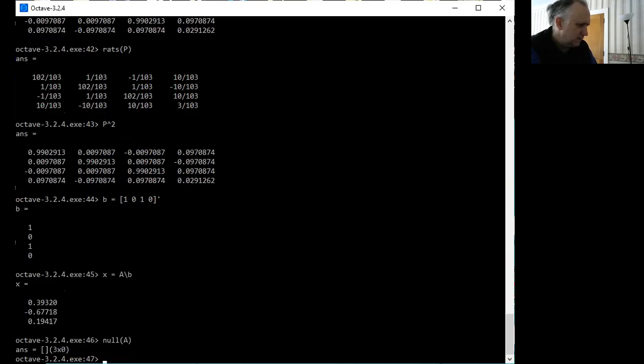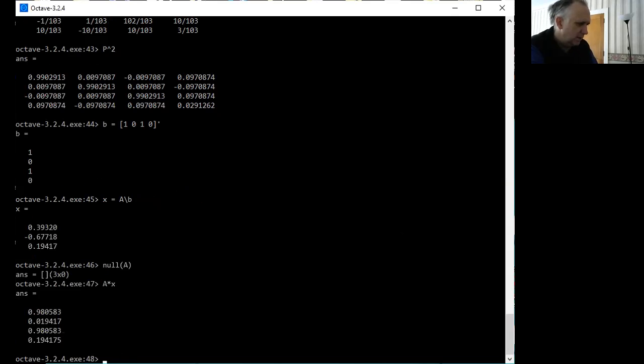Okay, so let's take X. I wonder if that is the least squares solution, or say A times X. Oh, it just gave me the least squares solution. Yes. Okay, so it did the least squares. So let's see if we get the same least squares solution.